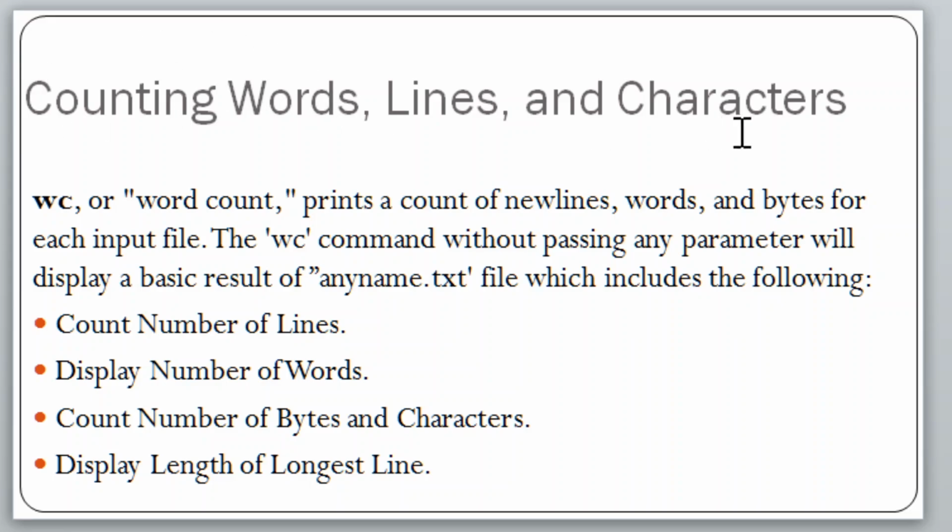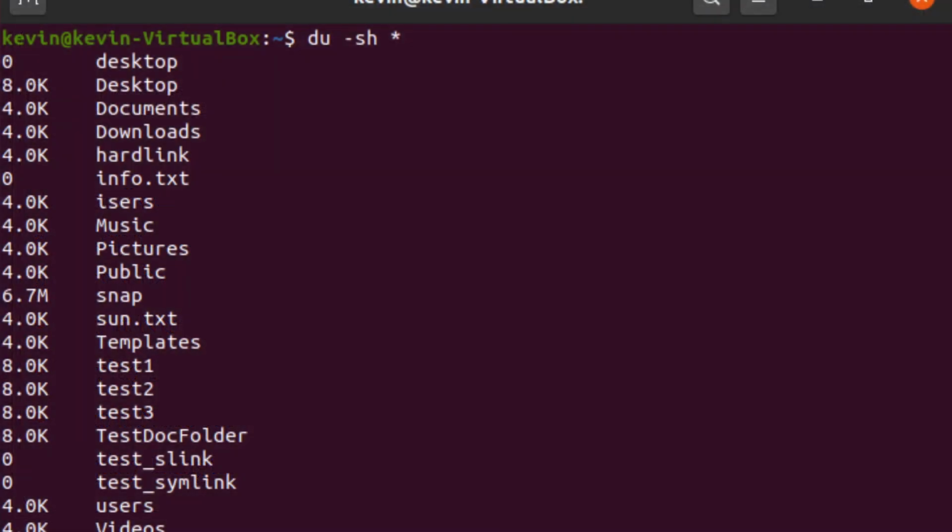We also have counting words, lines, and characters. So wc, or word count, prints a count of new lines, words, and bytes for each input file. The wc command, without passing any parameter, will display a basic result of any name.txt file, which includes the count of lines, the number of words, the number of bytes and characters, and the display length of the longest line. So let's check that out real quick.